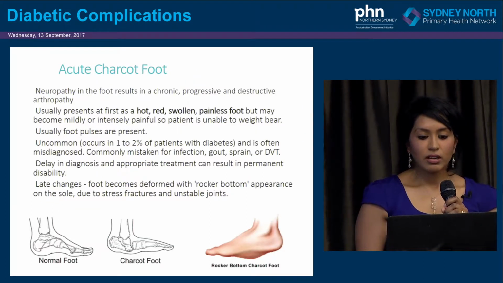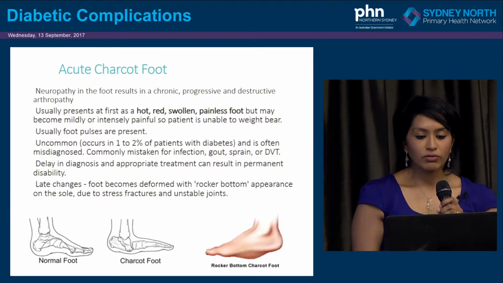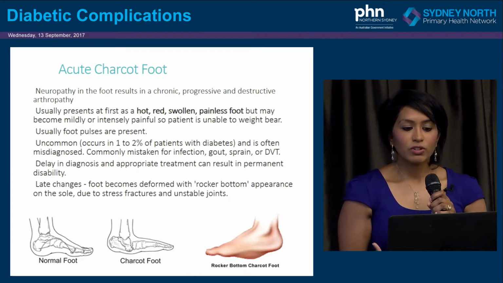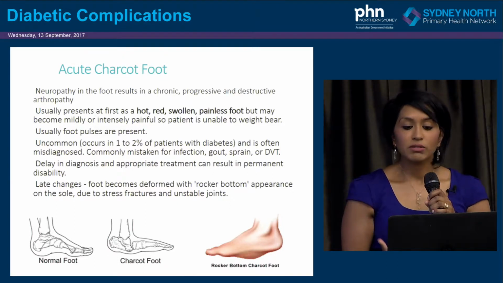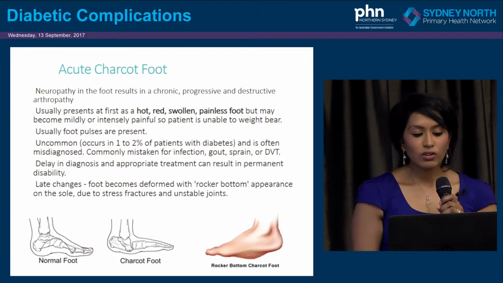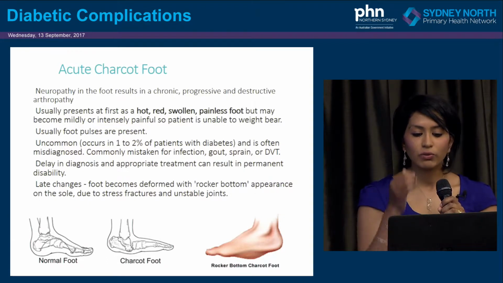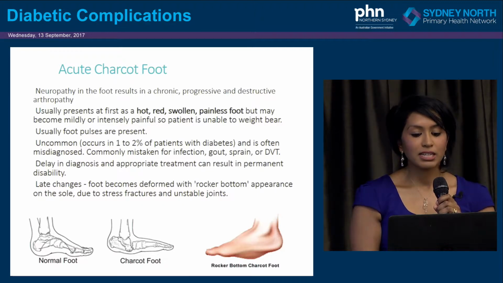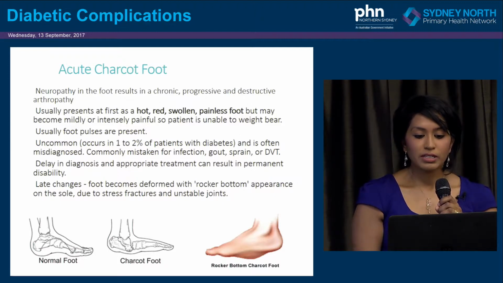And just to go through what an acute Charcot foot is. So it's basically because of neuropathy in the feet, patients with diabetes can develop this chronic progressive destructive arthropathy. It is not common, so it occurs in about 1 to 2% of patients with diabetes, but the signs that you're looking for is a hot, red, swollen, painless foot generally, but it can progress to the point where it does become mildly or intensely painful. And foot pulses can be present because it's to do with the neuropathy, not a vascular process.